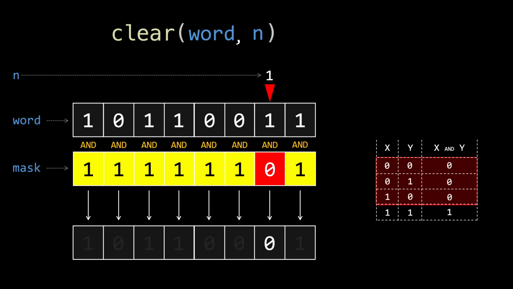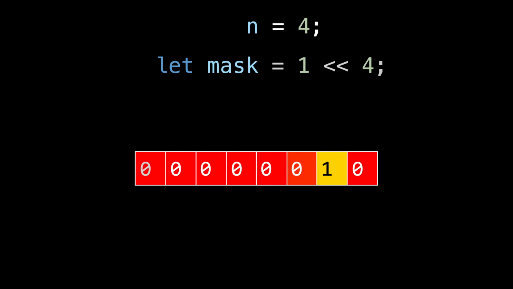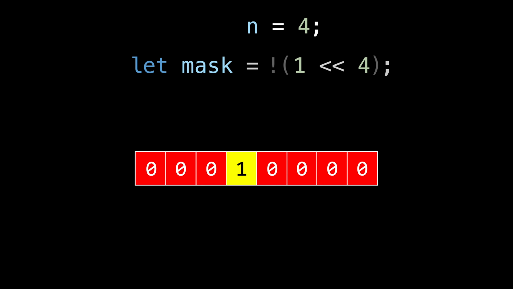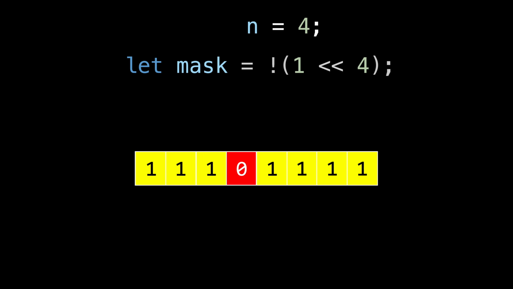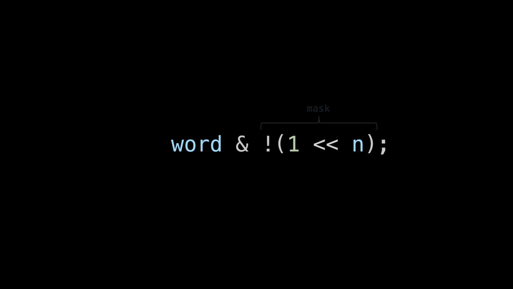the output bit at that position to become 0. Since all the other bits in the mask are 1, none of the remaining bits change. 0 and anything is 0, and 1 and 1 is 1. To create this mask generically, we start with the number 1, shift it left to the desired bit position, and then apply a bitwise NOT, inverting all the bits. And that gives us the implementation of the clear function.